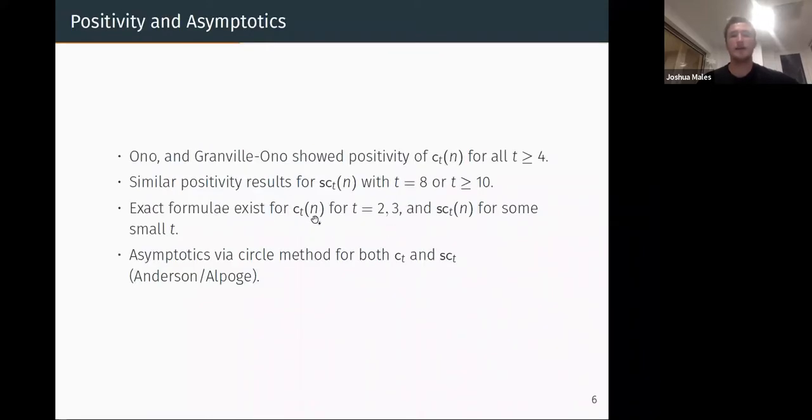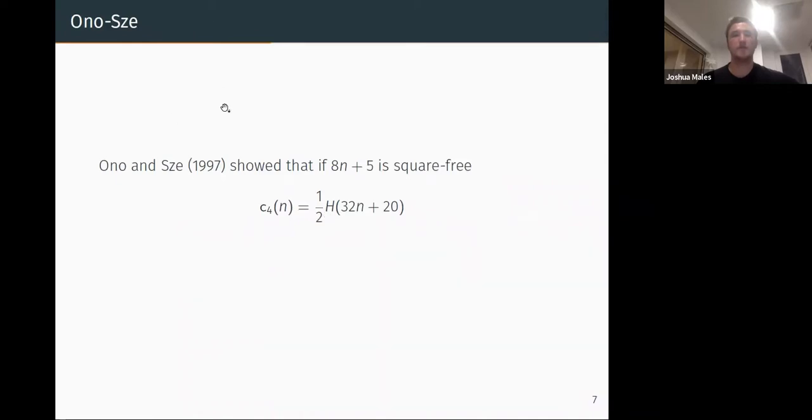And you'll see here I mentioned t equals 2 and 3. Well, c4 is somehow special. And so this is Ono-Sze in 1997. And they showed that if 8n plus 5 is square free, then the number of 4-core partitions is given by a class number. So this is somehow a strange connection between 4-core partitions and class numbers on the right-hand side.